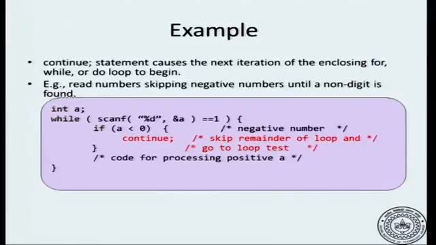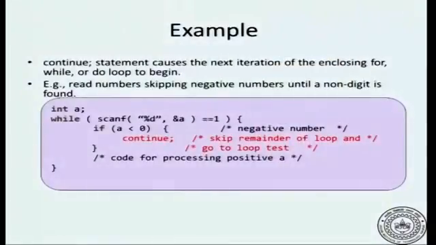Let's say that we are reading numbers coming in a stream, and what we have to do is to skip the negative numbers. So you have to read all the positive numbers, and reading should finally be over when you encounter some input which is not a number. How do we do this?